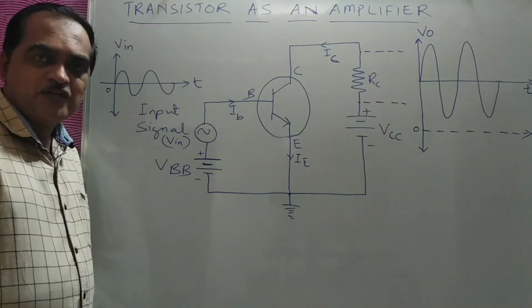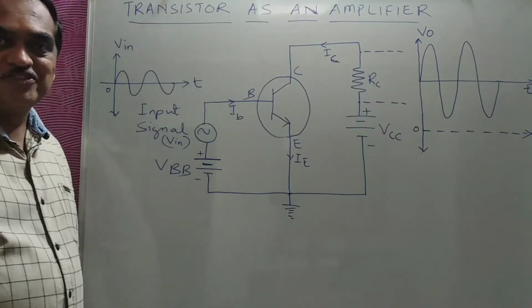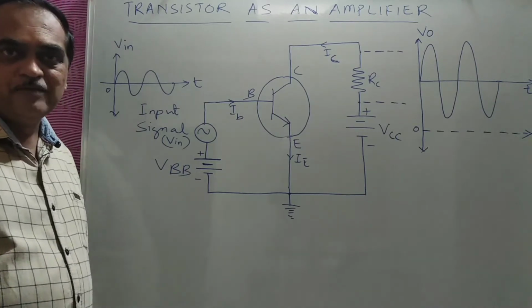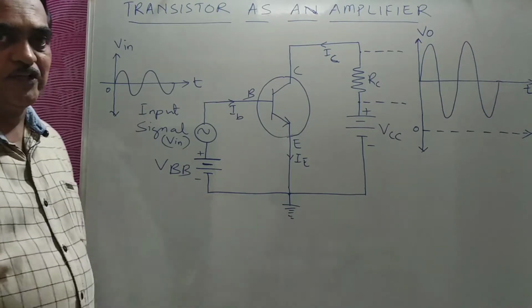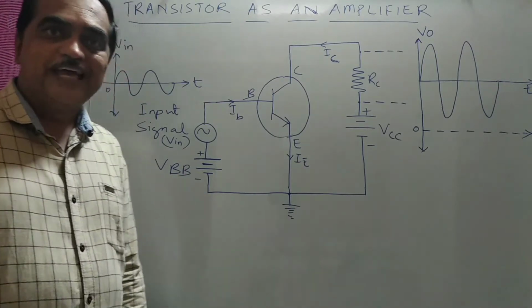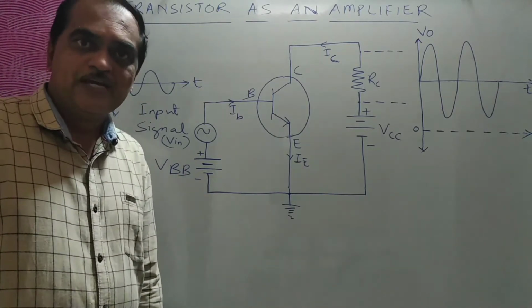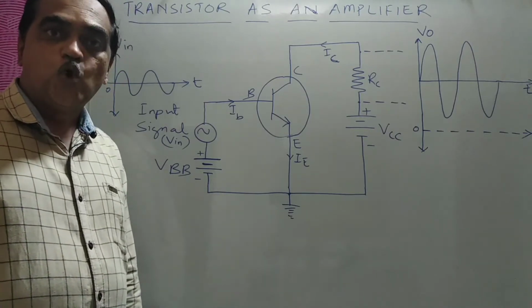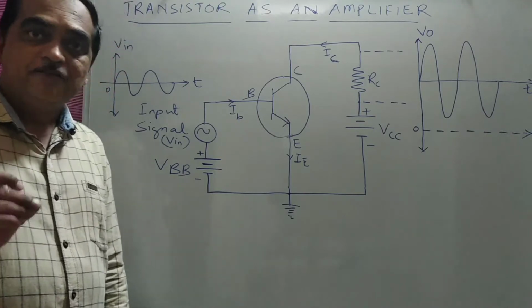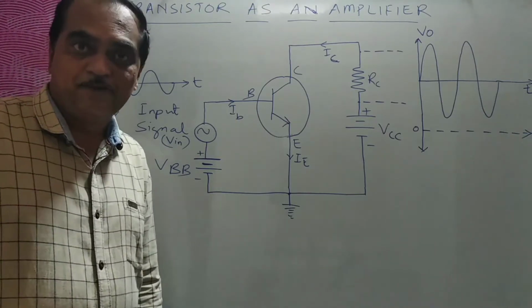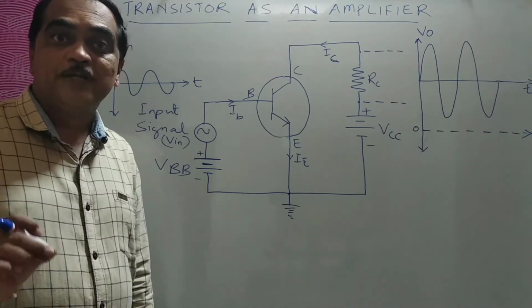Dear students, today we'll see the transistor as an amplifier. It is a very important application of BJT. Now this is a circuit, and in this circuit the NPN transistor is used, and it is connected in a common emitter configuration that we have already told earlier. If you want to use a transistor as an amplifier, you have to connect it in common emitter configuration.